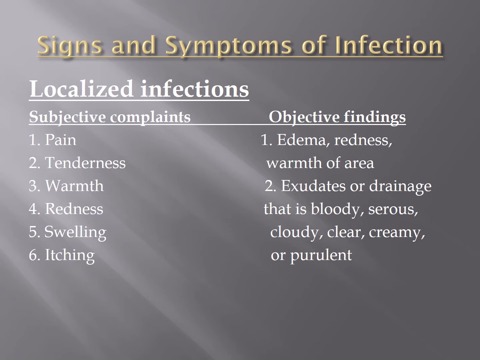What about the objective symptoms, objective findings? There will be edema, swelling, redness, warmth of the area. If you touch the area, it will be warm. There might be some exudate or drainage that could be bloody, it could be serous, cloudy, clear, creamy, or purulent, depending on the cause of infection. If the cause of infection is a bacterium, for example, then the drainage would be purulent.